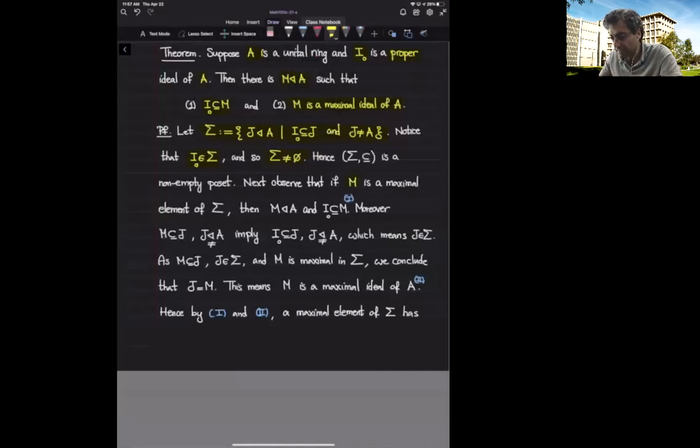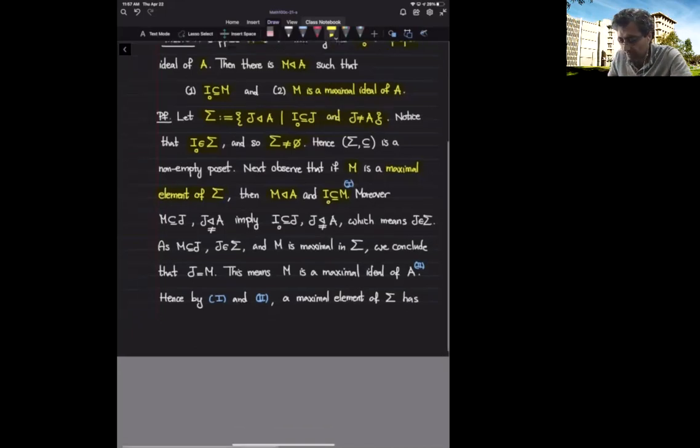So suppose M is a maximal element of sigma. Now we want to show that it is an ideal. It does contain I naught, and it is maximal. Okay, let's see why this is the case. Because it is inside sigma, it is an ideal, so that's so far so good. It does contain I naught, that's good. It is proper, so far so good. So M is a proper ideal, and it does contain I naught. So now it remains to check why M is maximal.